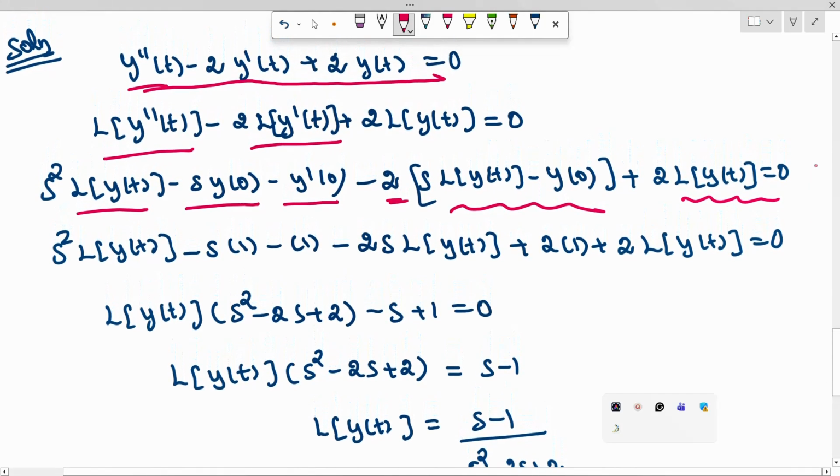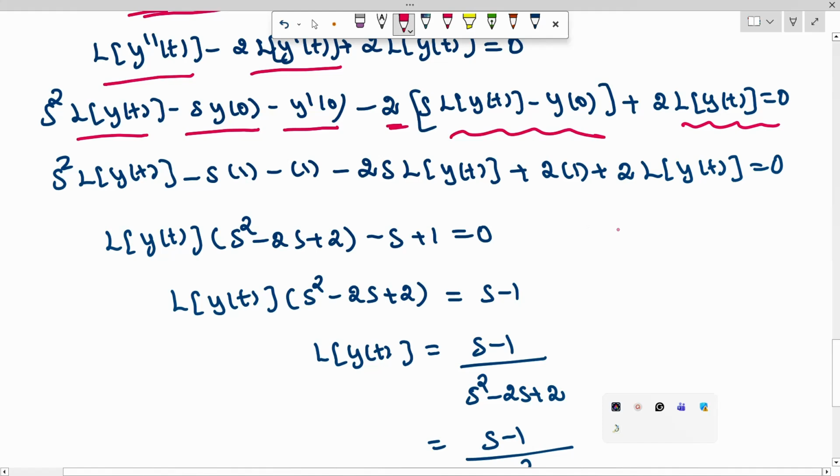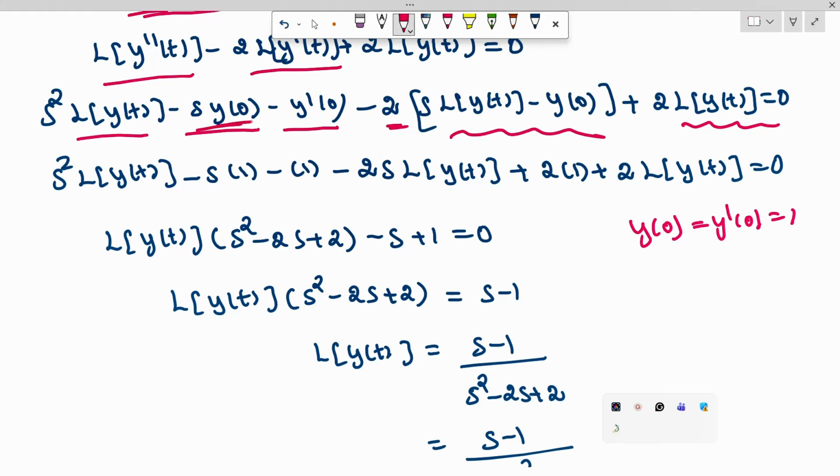Now we are going to apply our given initial values, which is y of 0 equal to 1 and y dash of 0 equal to 1. Substitute here: y of 0 is 1, y dash of 0 also 1. Here one y of 0 is there, which is 2 into 1, because here minus 2 is there and one negative sign is there, which becomes positive, plus 2 into 1. And then the rest of the terms: s square into L of y of t, minus 2 into s into L of y of t, and also 2 into L of y of t, our last term here.